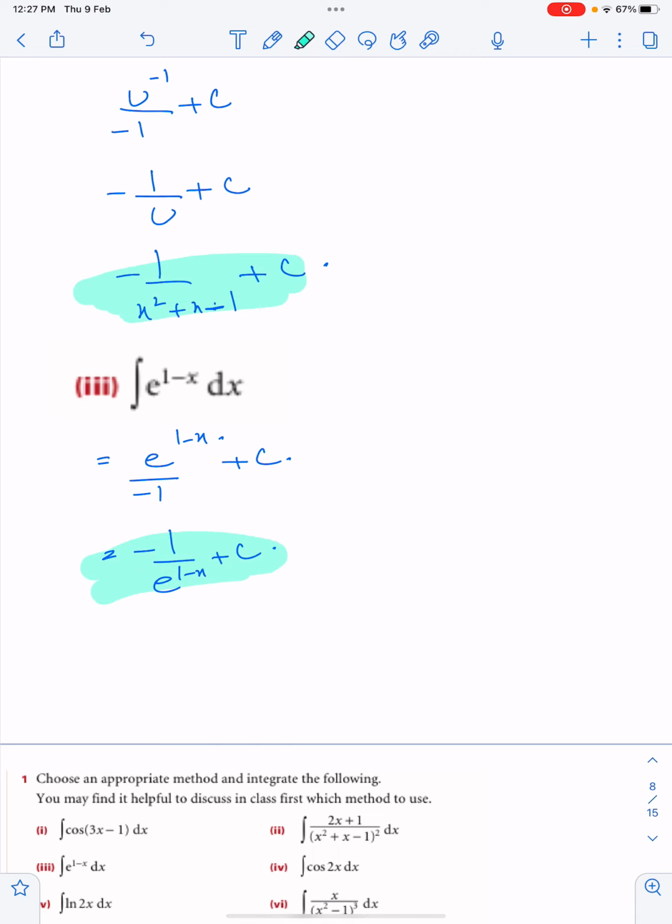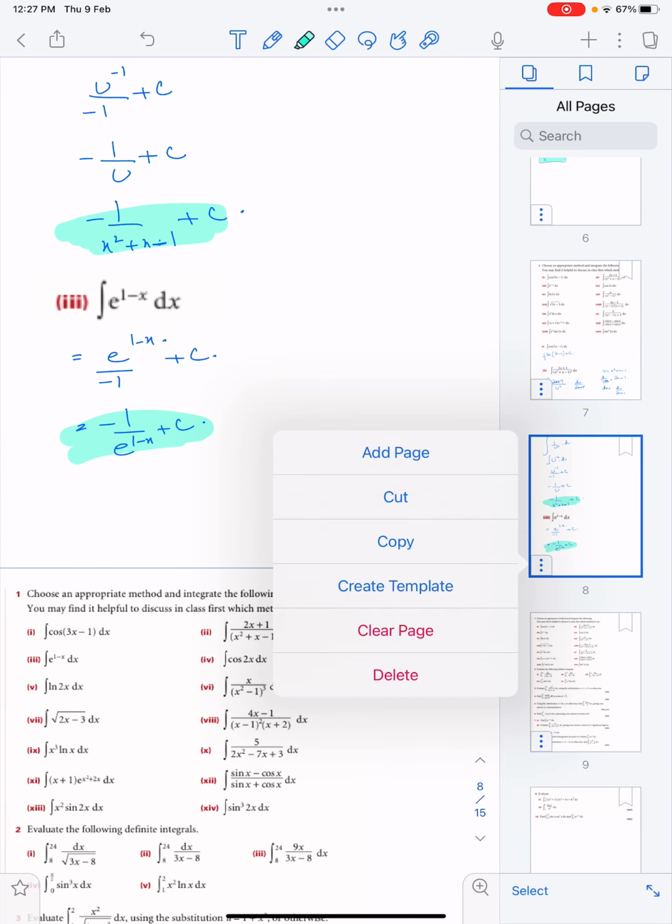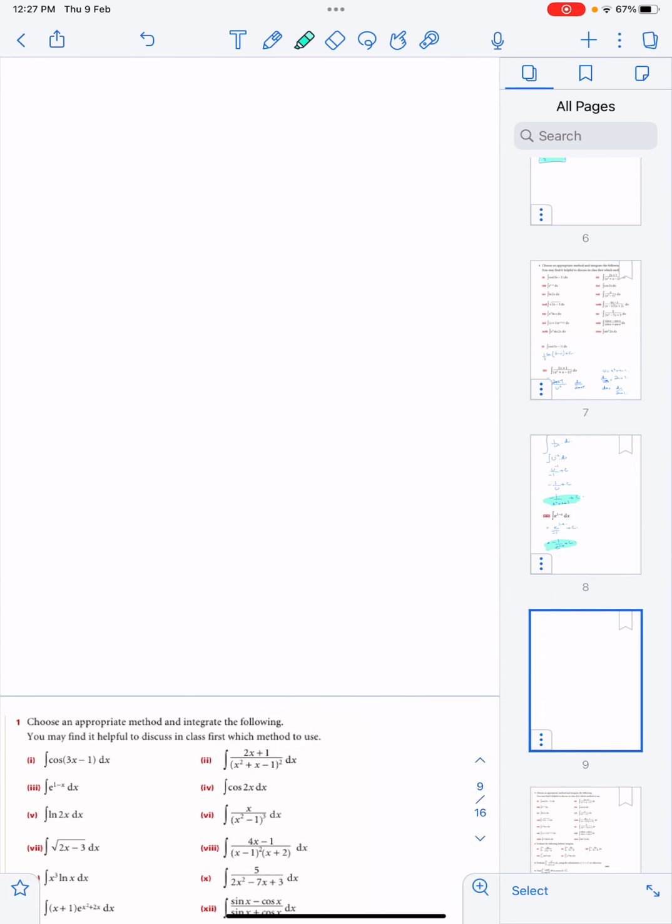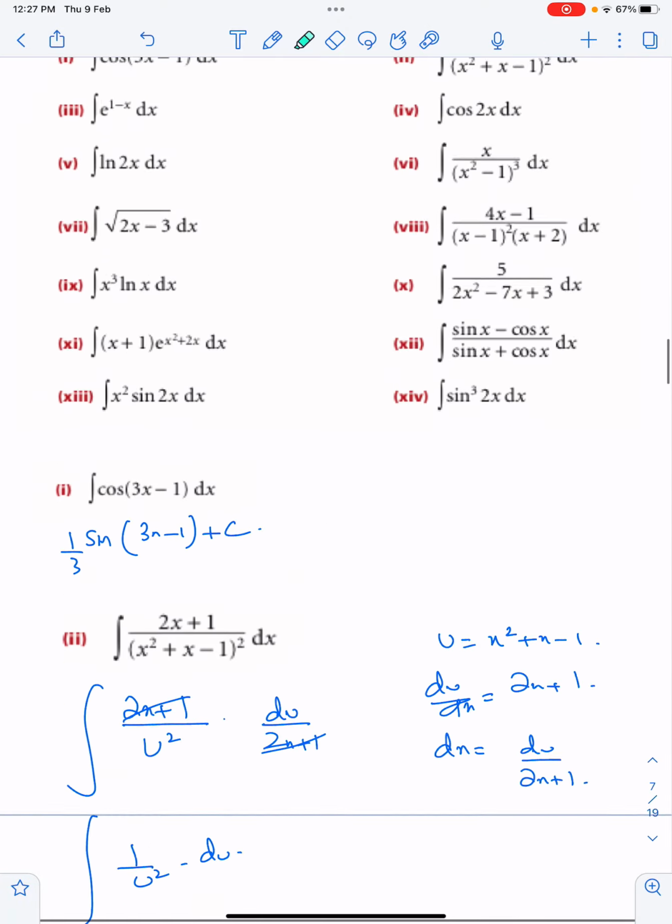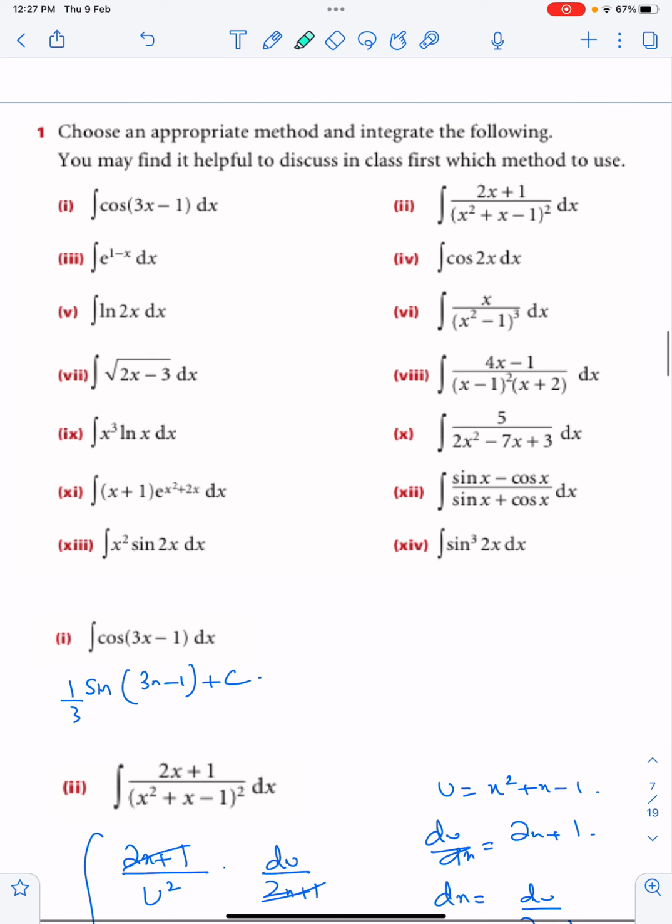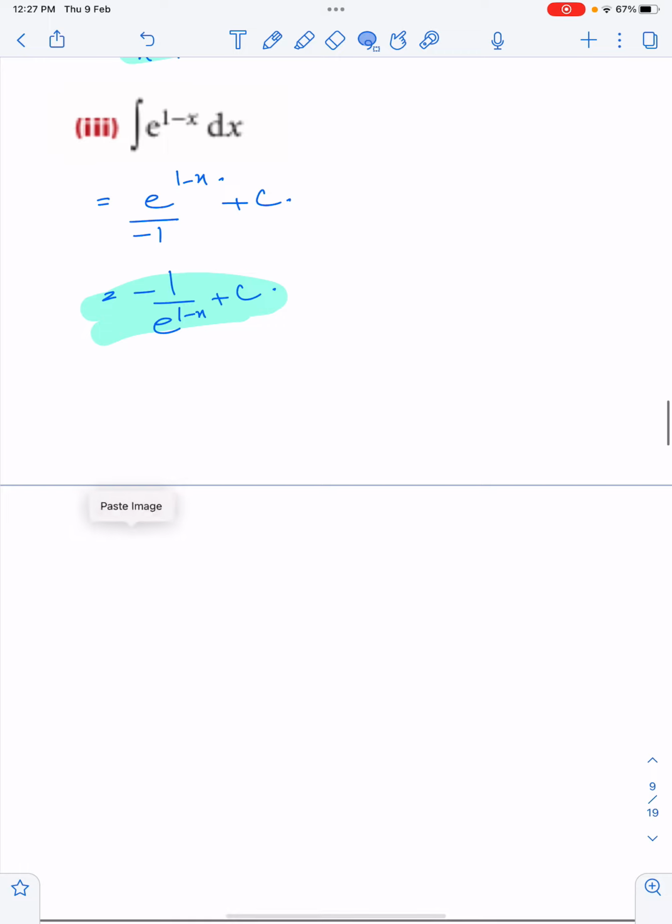Okay, next we move on to question number 4. Cos of 2x, very simple. The integration of cos is sine, so sine of 2x divided by the differentiation of the angle 2x, which is 2, divided by 2 plus c.